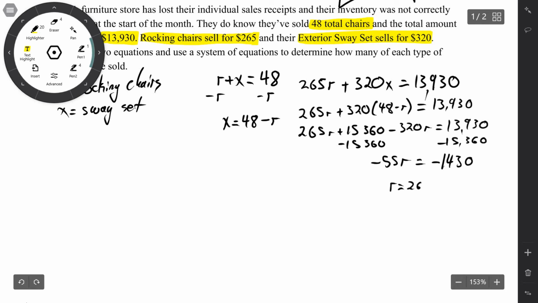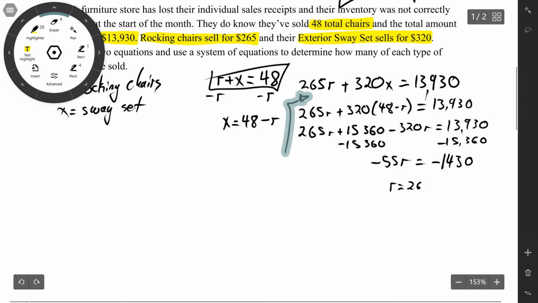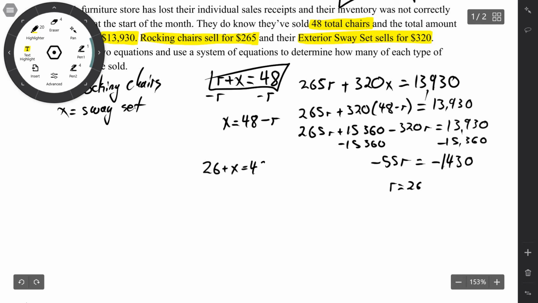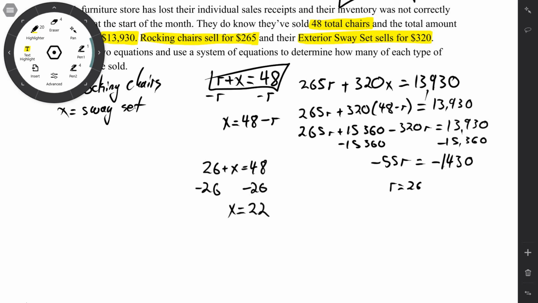Now we can take this 26 and I would say plug it into this one. We can plug it into the larger equation here, but it's just going to be way more steps. So I'll plug it in here. We've got 26 plus x equals 48. I'll subtract 26 from each side. And just for the sake of getting it right the first time through, I'm going to use my calculator. x equals 22.